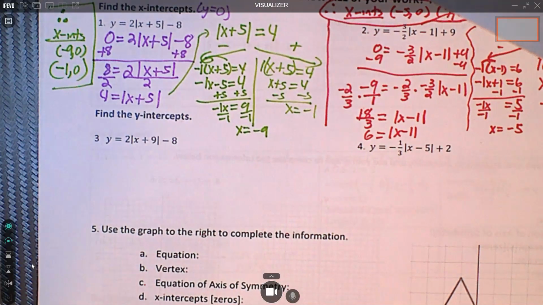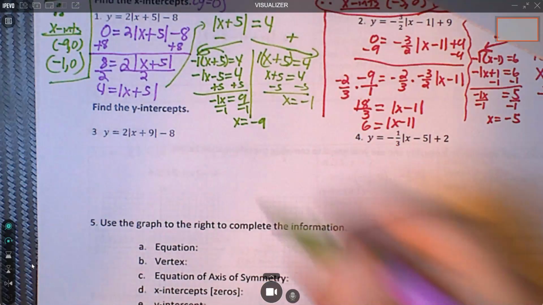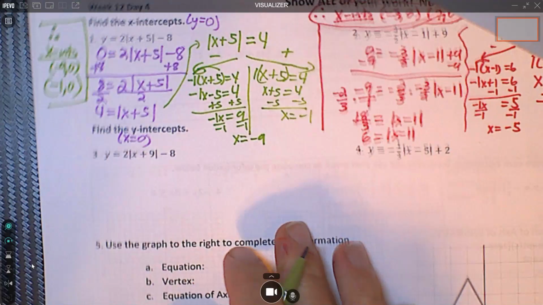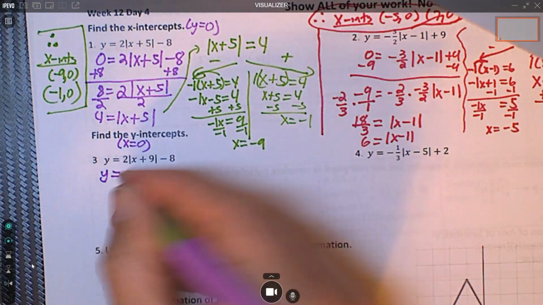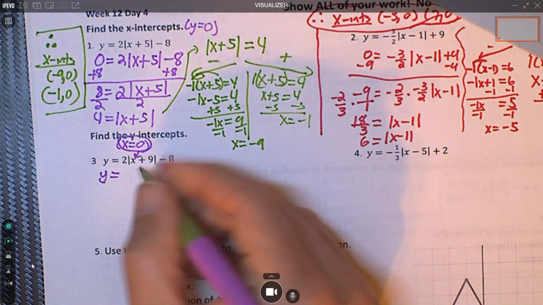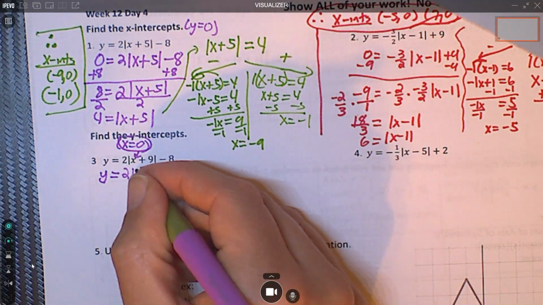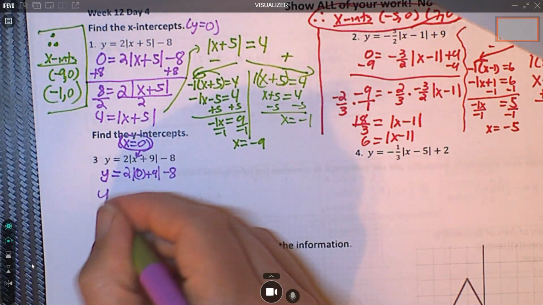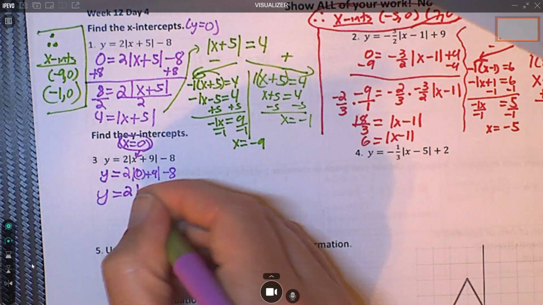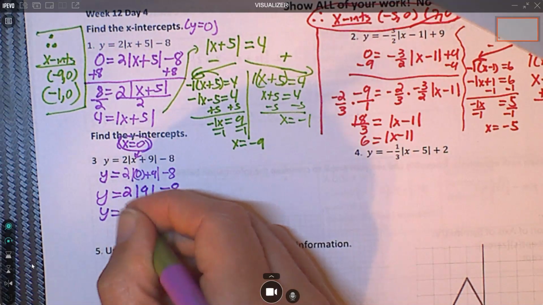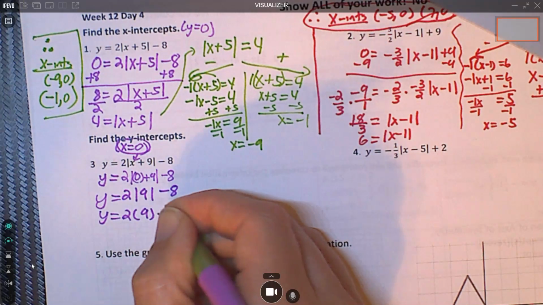So we can find the y-intercepts. X is 0. So I'm going to plug it in for x. 0 plus 9 is 9. The absolute value of 9 is 9.